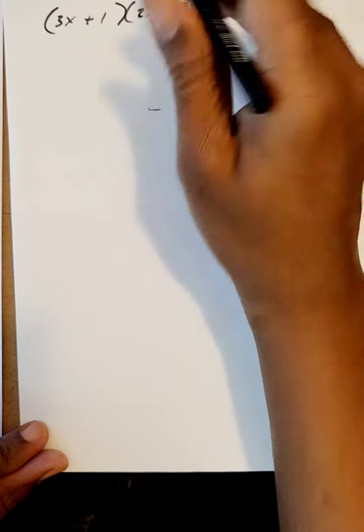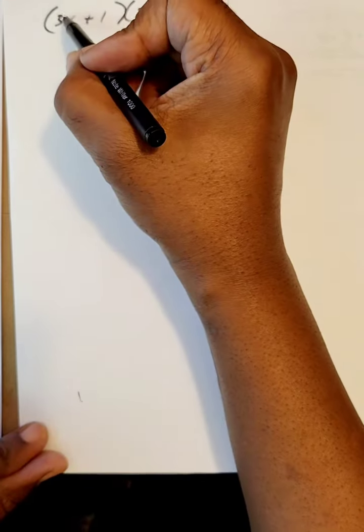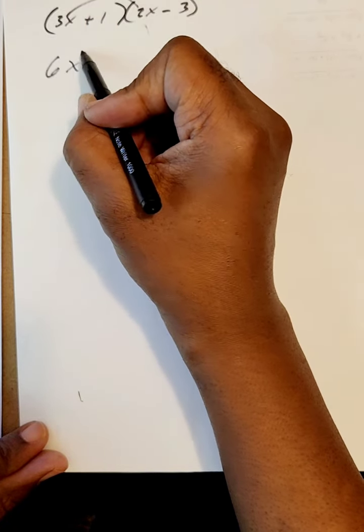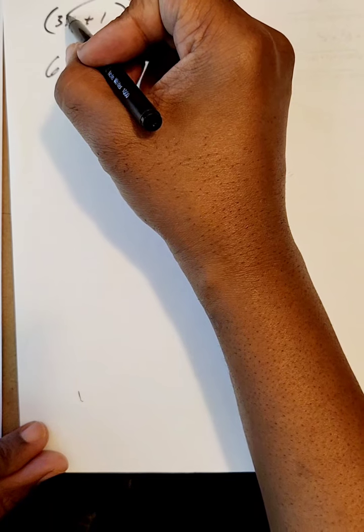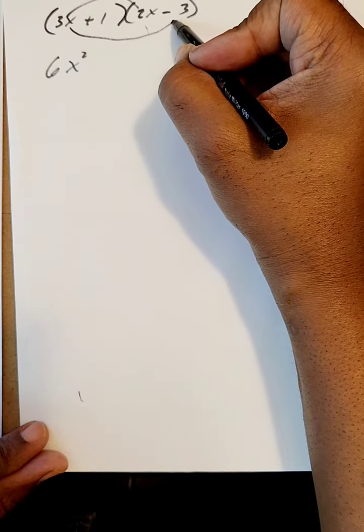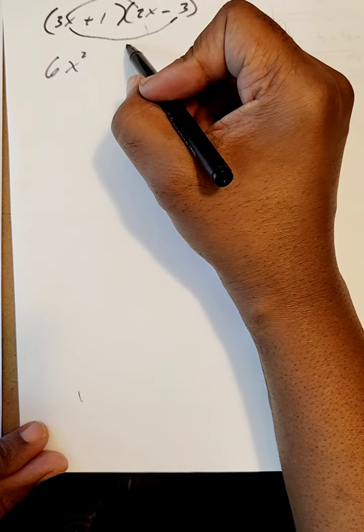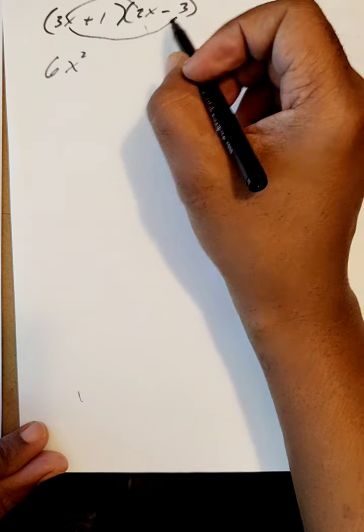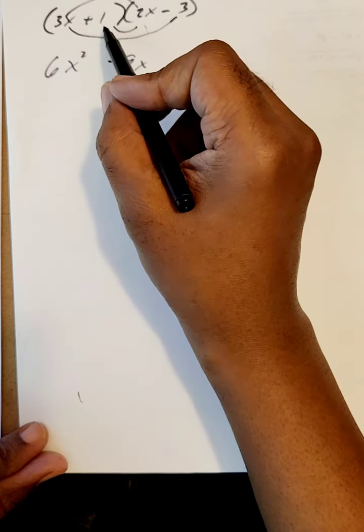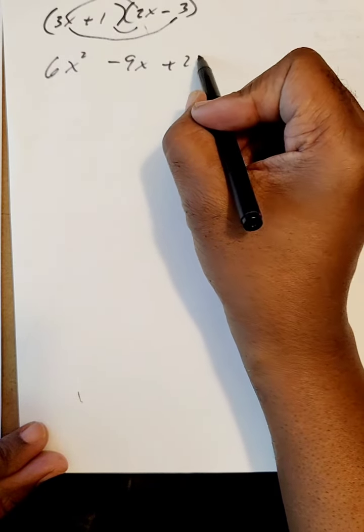minus 3. And we start the FOIL process. Multiplying the first together, we'll get the 6x to the second power. Then we multiply the outside together, these two guys here, and we get 3x times negative 3, and that gave us negative 9x. Then we multiply the inside together, 1 times 2x, that gave us the 2x.